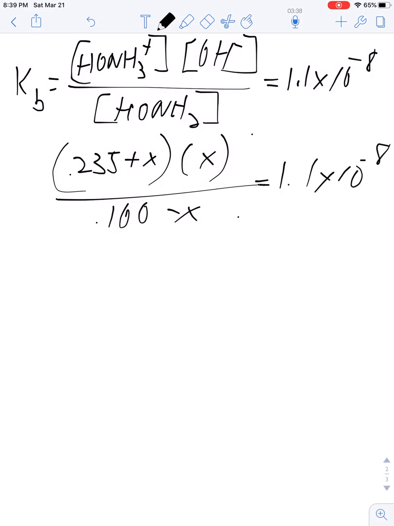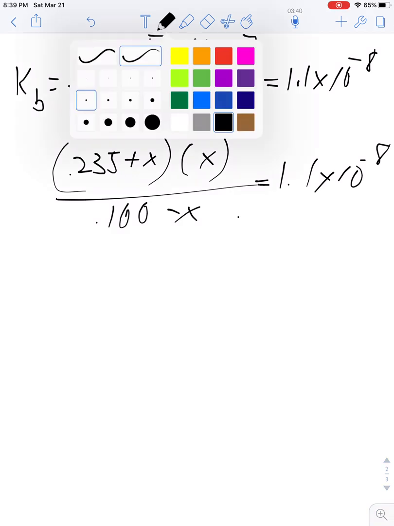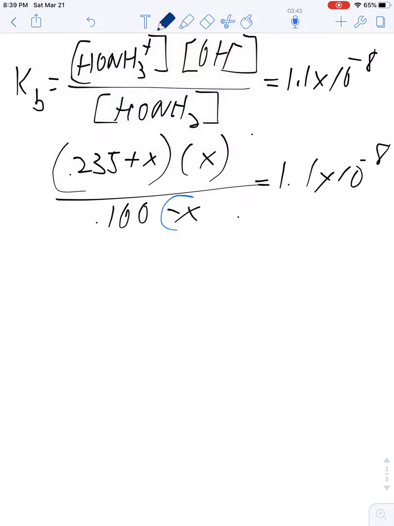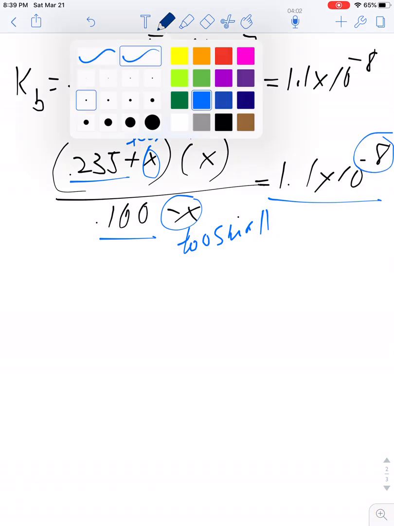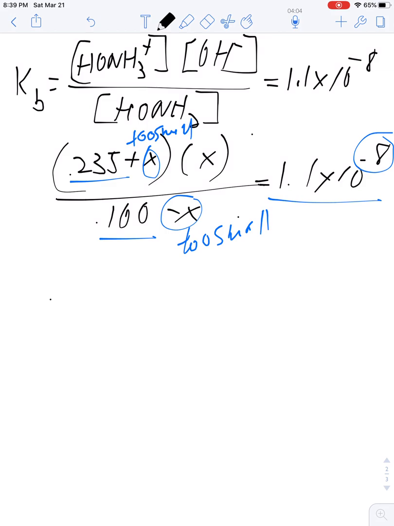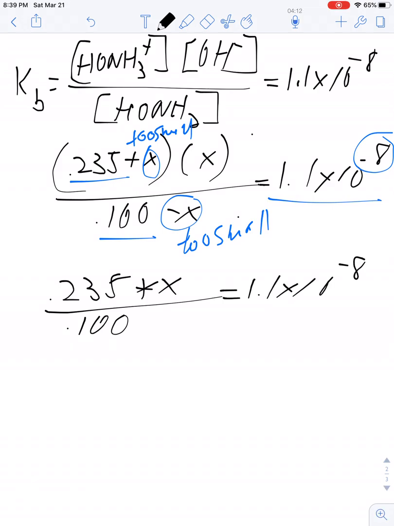Okay, so just like in the last problem, look at our x's. This x is too small. Why? Because the 0.1 and that are off by a factor of 100. This x is too small. Why? For the same reason. This 0.235 molarity is off by a factor of 100 compared to that negative 8th. So that simplifies my problem down to 0.235 times x over 0.1. Now, problem's a heck of a lot simpler.